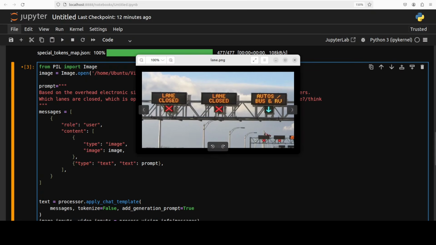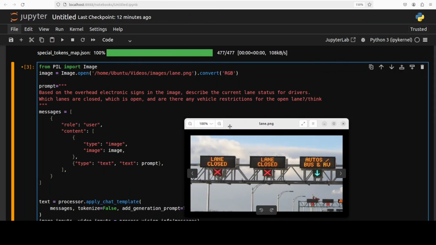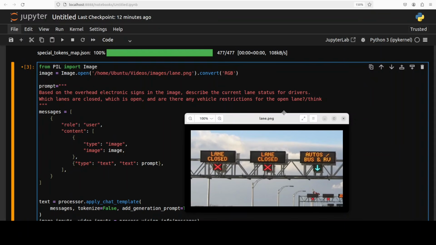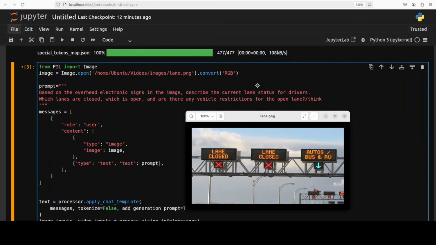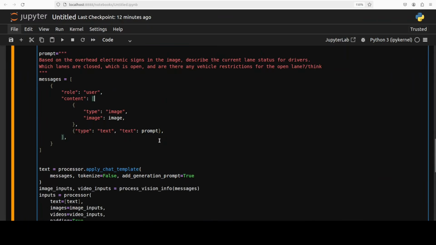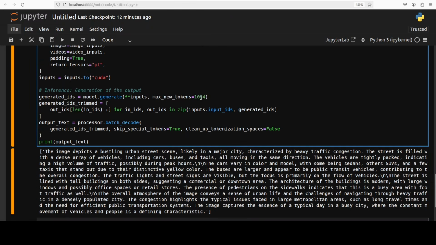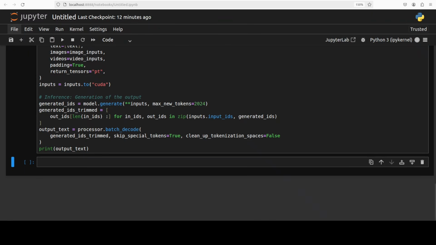Okay, next up, I'm giving it this image, and the prompt is: based on the overhead electronic signs in the image, describe the current lane status for drivers, which lanes are closed, which is open, and are there any vehicle restrictions for the open lane. You can see that I have given it slash think, which means that it is going to do the thinking on this one. I think I have given it the max new tokens as 1024. I'll just change it to 224 so that we could see more and more of the thinking. So let's run this. It is running at the moment.